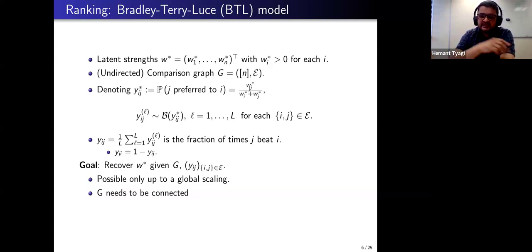So that's one thing. The other thing is that G needs to be connected. Because if G is not connected, then you have two disconnected components, and there is no comparison between an item in one component and an item in another. So you cannot hope to resolve the ranking between these two components, right? So G needs to be connected. So these are two sanity checks that one has to keep in mind in order to be able to prove any theorem or anything meaningful.